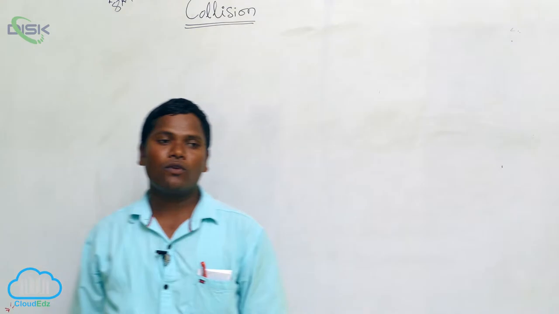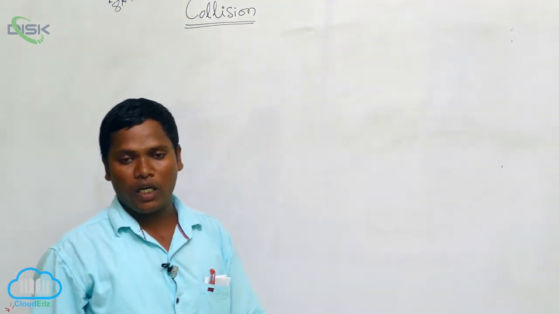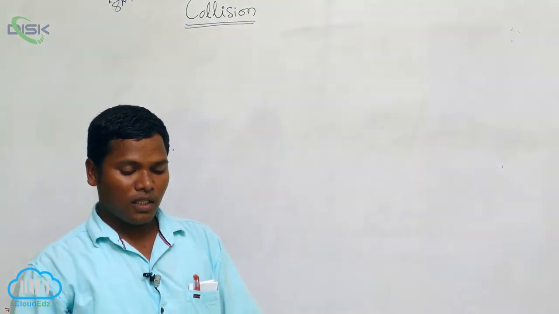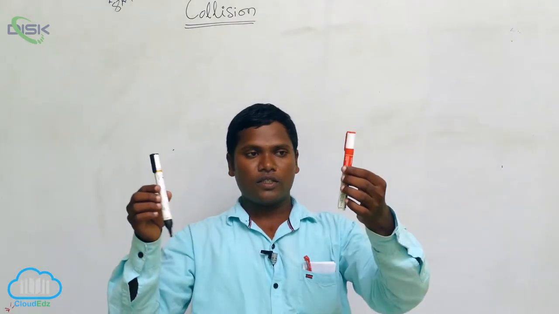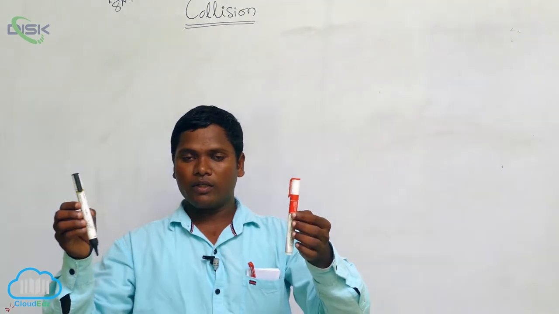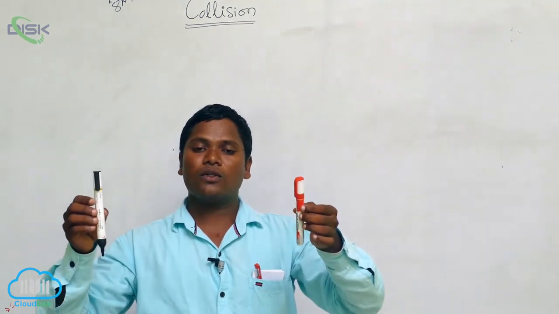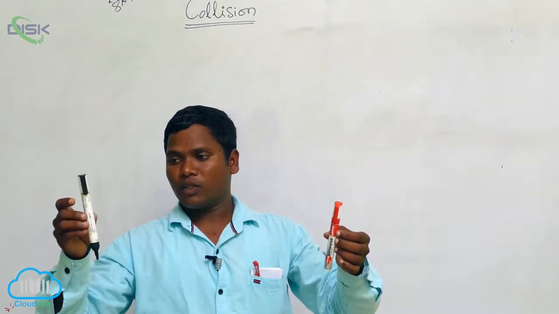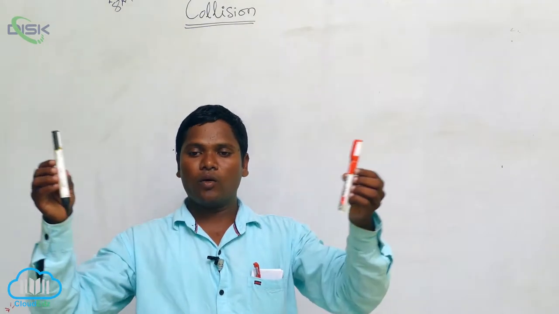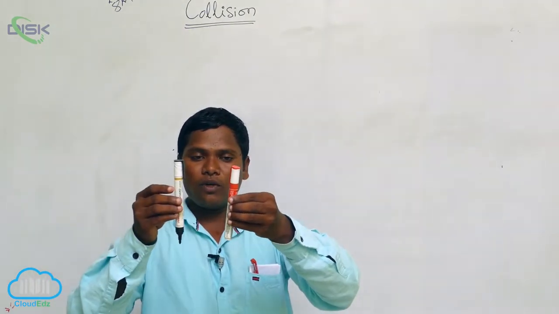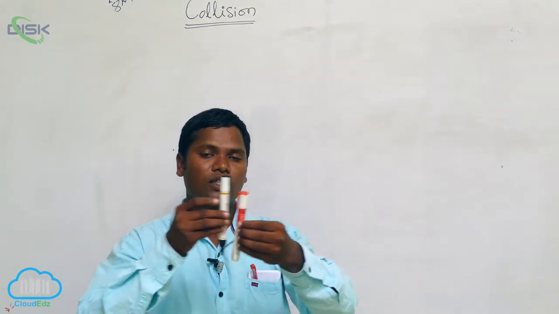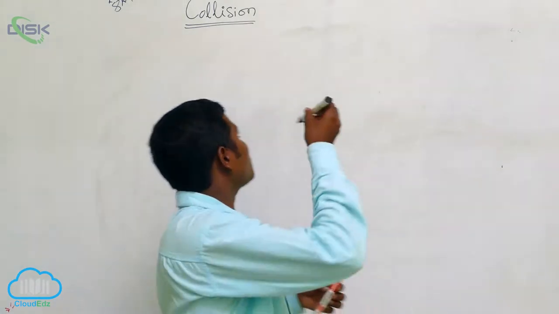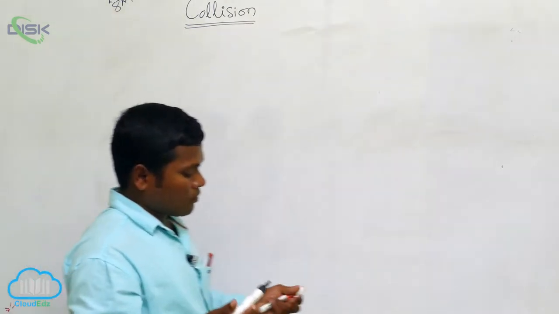Anyone can say what collision means in general, day-to-day life? Let us take this is one body, this is another body. This is a red pen, this is a blue pen, and a black pen. What is the collision here? Take this pen and this pen. When they are approaching each other in the same direction, at a certain time they will meet and touch. There is no chance to go this side or that side. When it comes to here, that is collision.